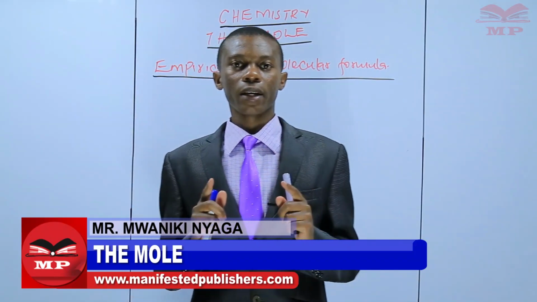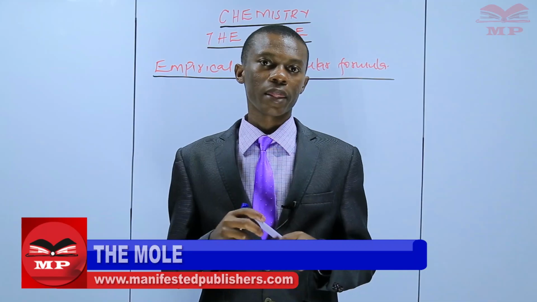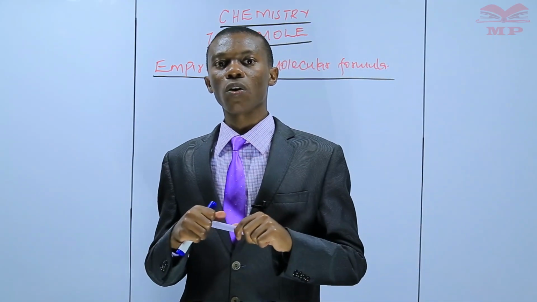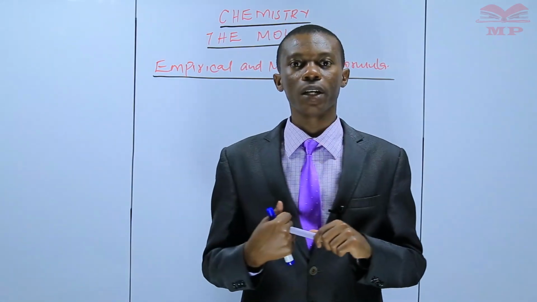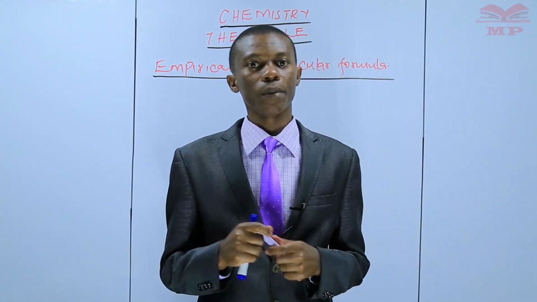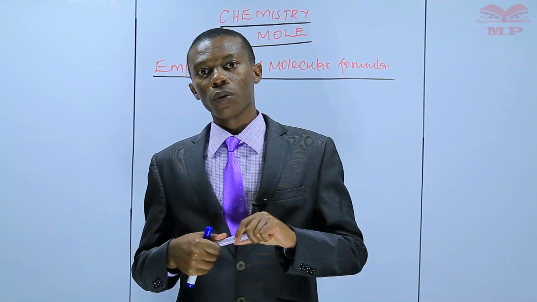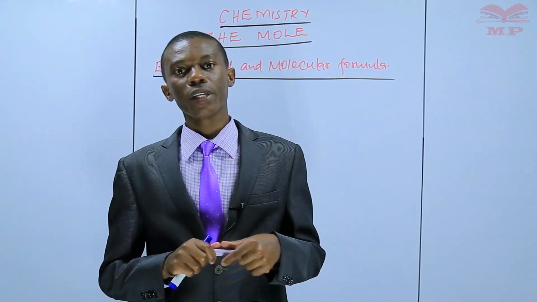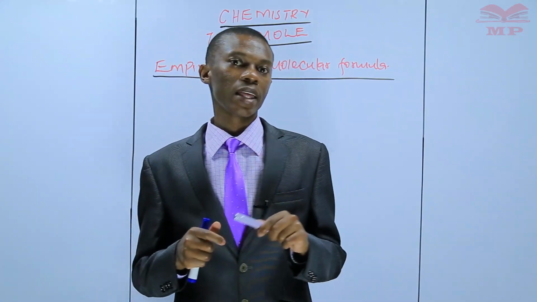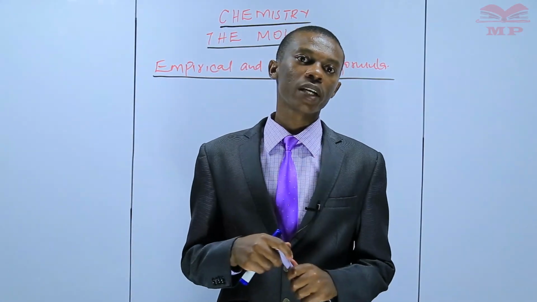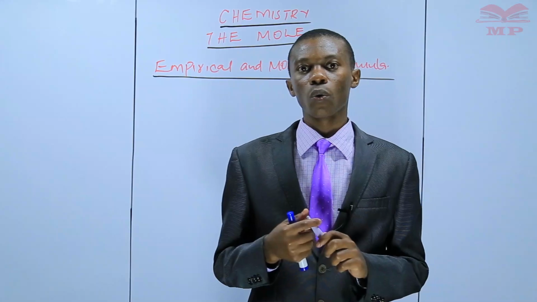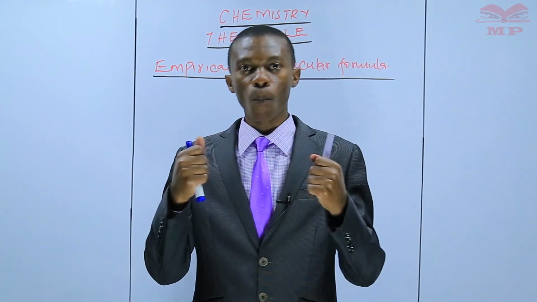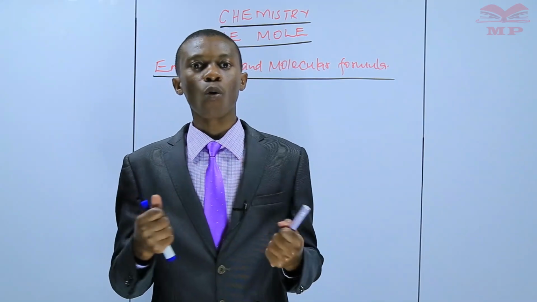We are still learning chemistry form 3. The topic is the mole and the subtopic is the empirical and molecular formula. In the previous lesson, we were learning about the empirical formula, and we said that the empirical formula is a formula showing the simplest whole number ratio in which the atoms are combining in a compound.